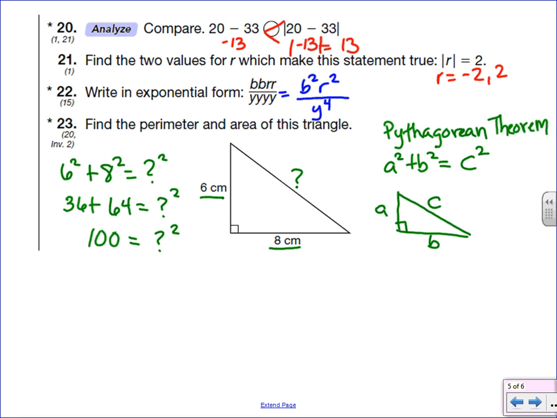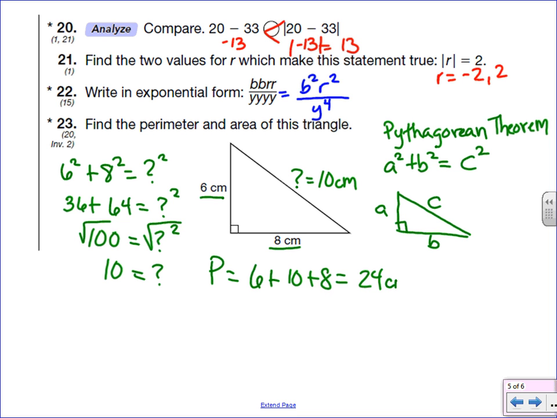So if 100 is the question mark squared, then to undo the squared, I can take the square root. So the square root of 100 is 10. And then square root of question mark squared is just plain question mark. So this side over here must be 10 centimeters. So now I can find the perimeter. Just add up all the sides. 6 plus 10 is 16, plus 8 is 24.